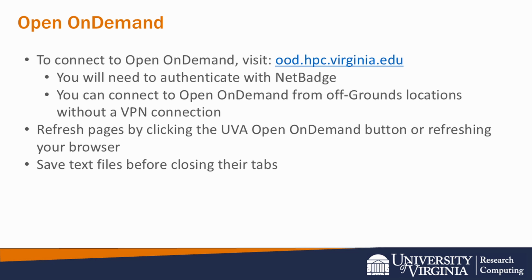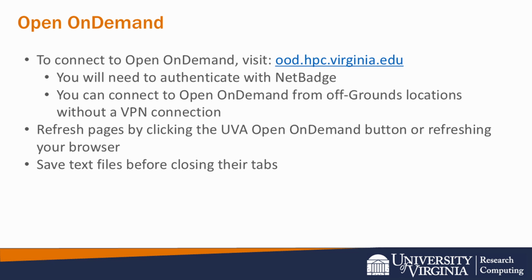To connect, open your web browser and type ood.hpc.virginia.edu. Once you do that, you'll need to authenticate with your NetBadge computing ID and password. You could do this using any network, so you don't need to be using UVA Wi-Fi or the UVA VPN, making it very accessible. Open OnDemand is a web application.